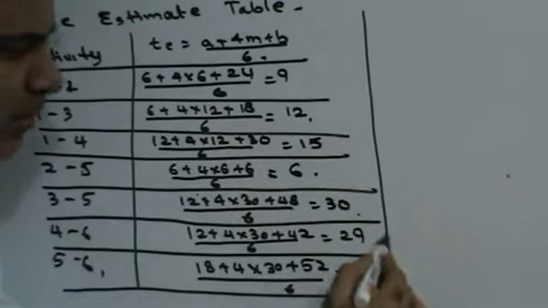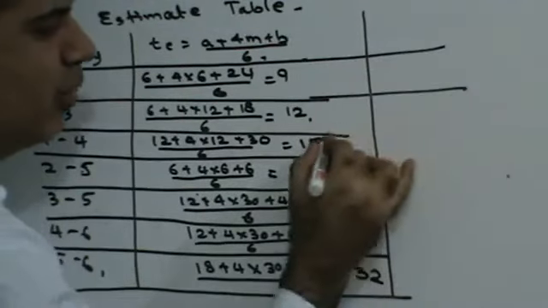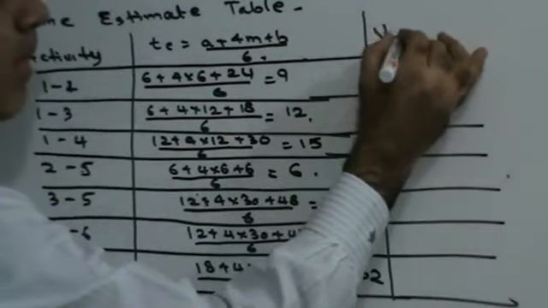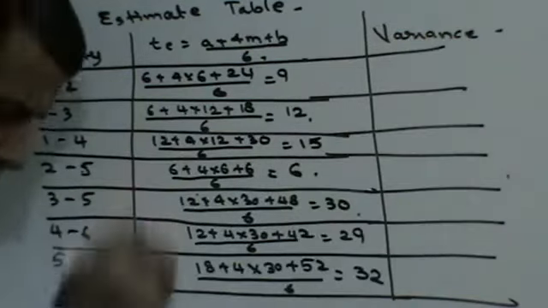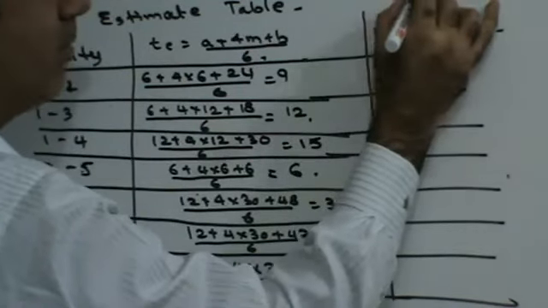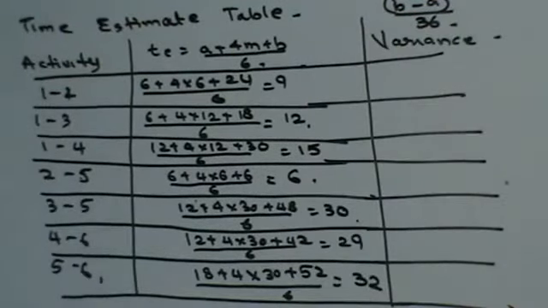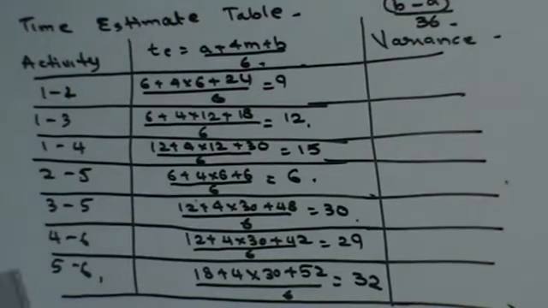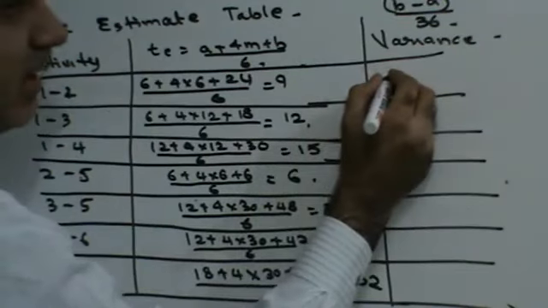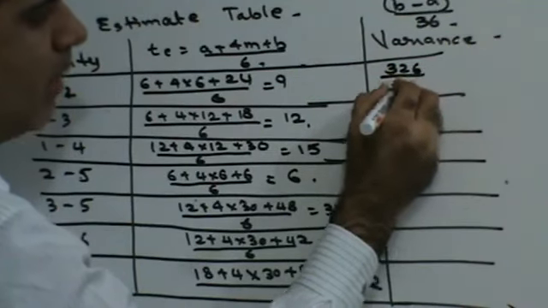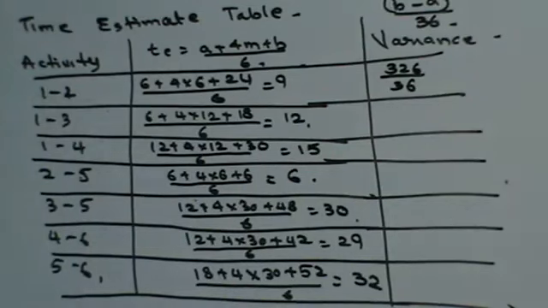Once you have your expected time, the next thing that you need to do is find out variance. Let's see, how do we find out variance? Variance is given by the formula (b minus a) the whole square upon 36, right? So in the first case, it is going to be 24 minus 6, 18. 18 the whole square upon 36. 18 the whole square, that's 326 upon 36. Next, 18 minus 6, 12 the whole square, 144 upon 36.